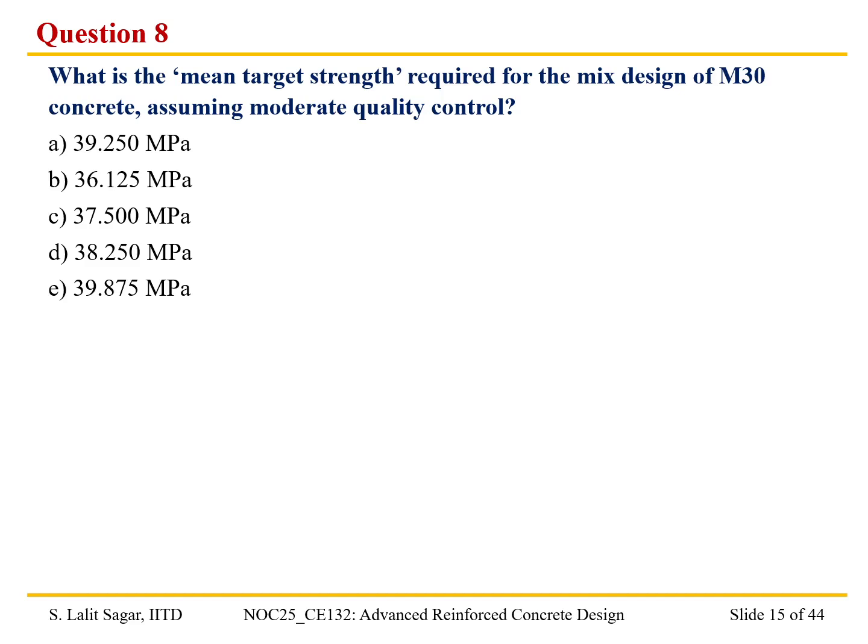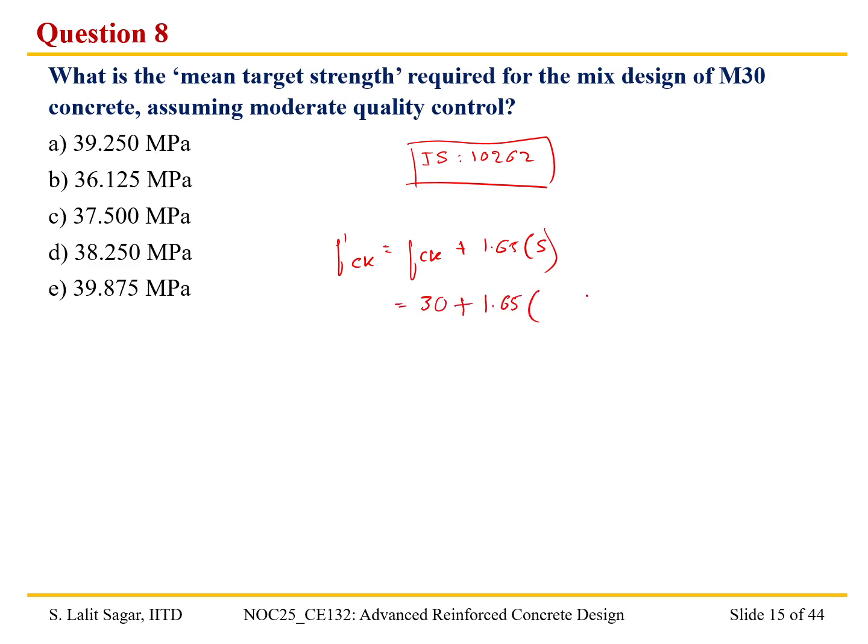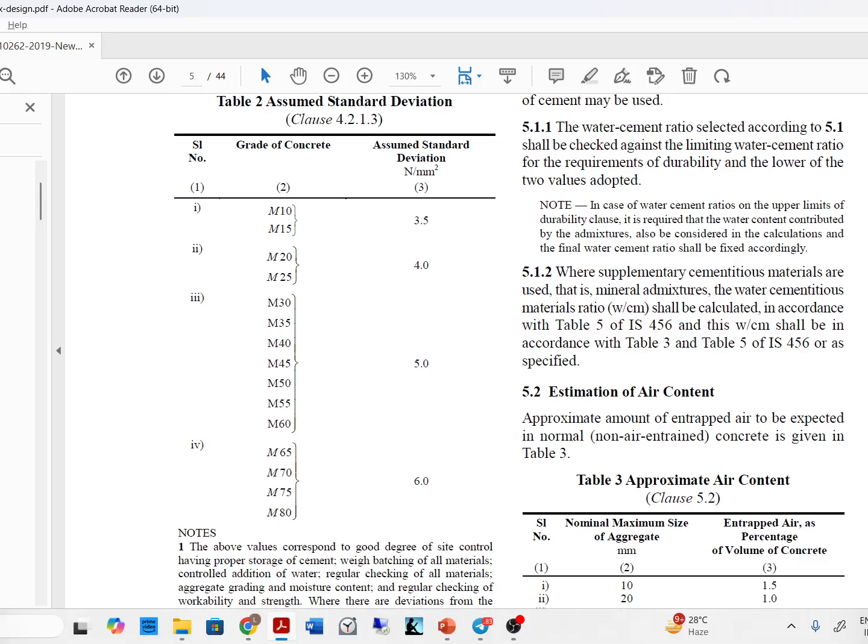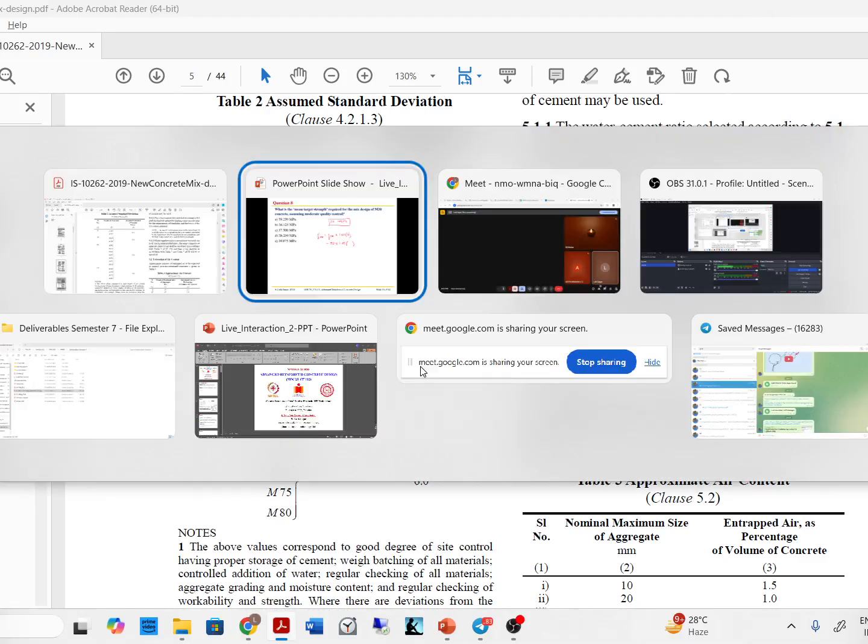This is based on the mean target strength of IS 10262, which I've already introduced to you. If you have followed the discussion so far and the weekly lecture, I request you to attempt this question and let me know the correct answer. I'll give you a hint again. The mean target strength, or F prime CK, as per this code is FCK plus 1.65 times standard deviation. We can take FCK as 30, and for the standard deviation, let us look at the code once again. For M30 mix concrete, we can take the standard deviation as 5.0.